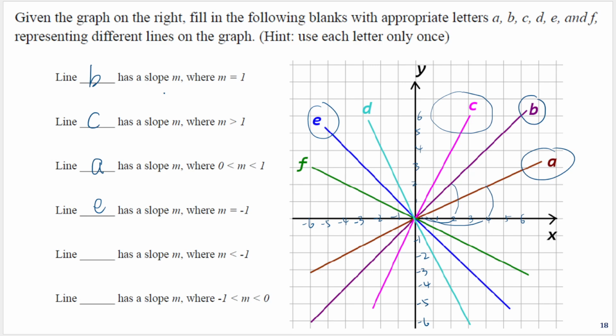And line D has slope that is less than -1. And line F has a slope between -1 and 0. You get it? All right. If no questions, let's have a look at the next concept.